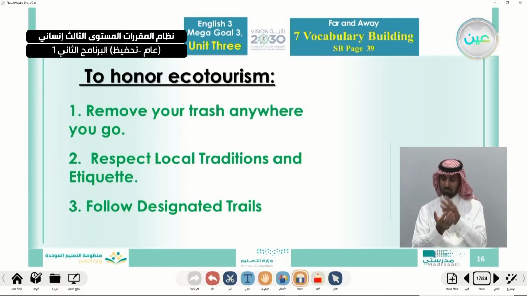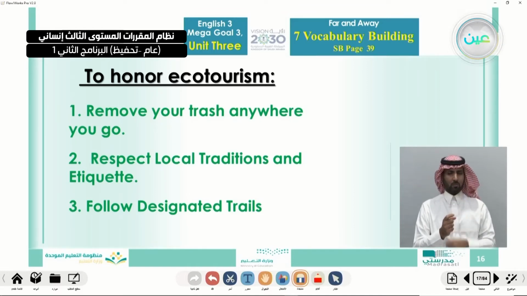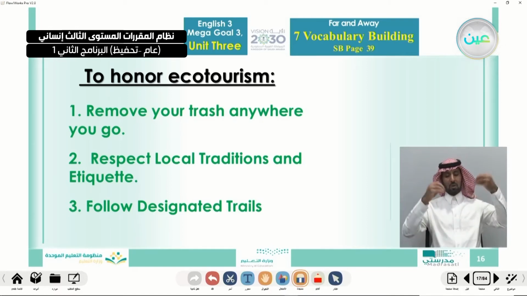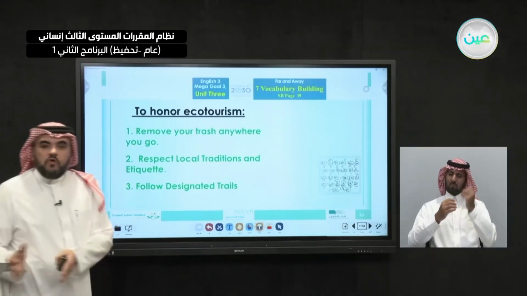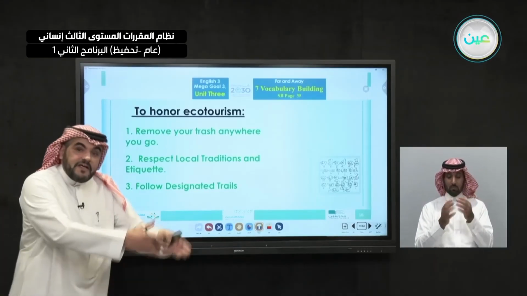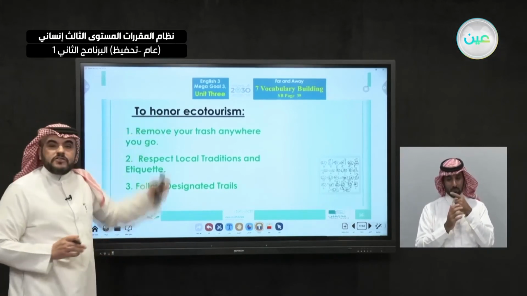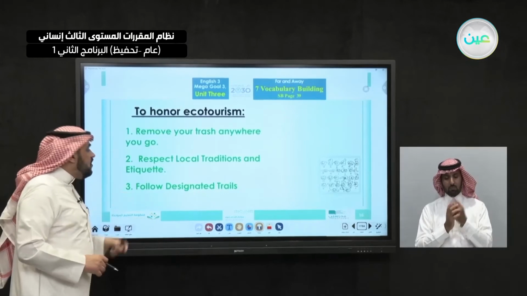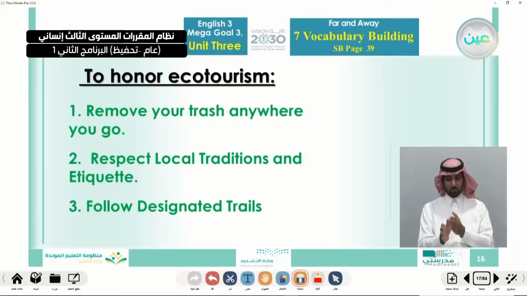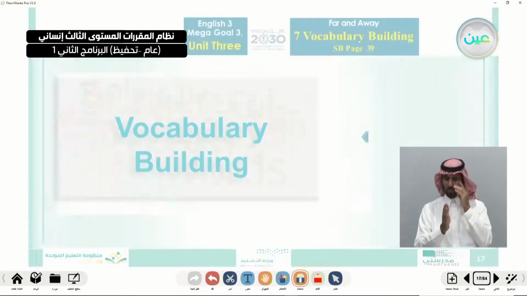Number three, follow the designated trails. If you are in, for example, a garden or in natural places, like what we can see in Rodat after rain, you need to follow the designated trails. Don't go on the grass. If there is a trail, you need to follow this trail. And this is very important to be honored by ecotourism. So number three, follow the designated trail. Don't go on grass. This is very important as well.